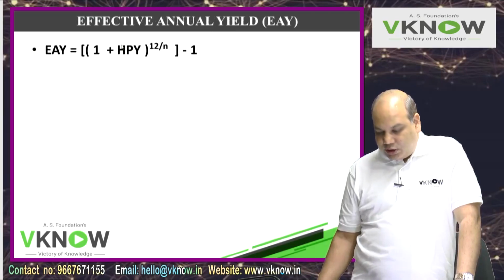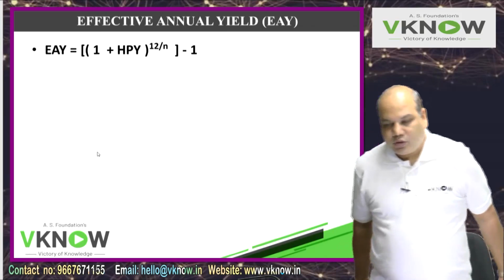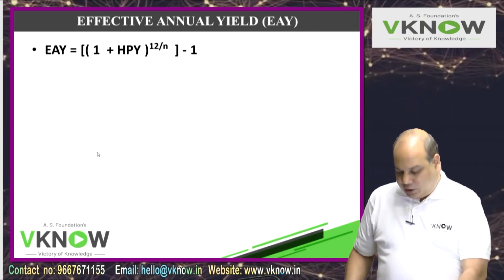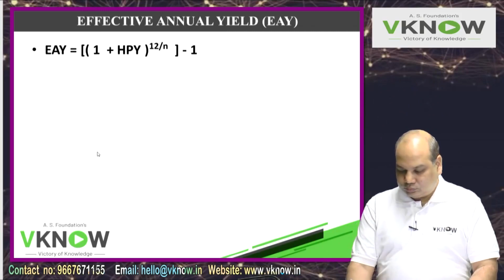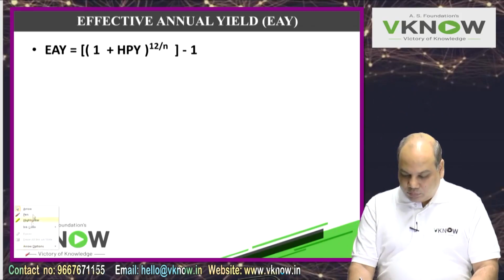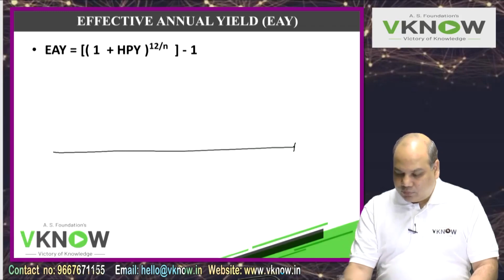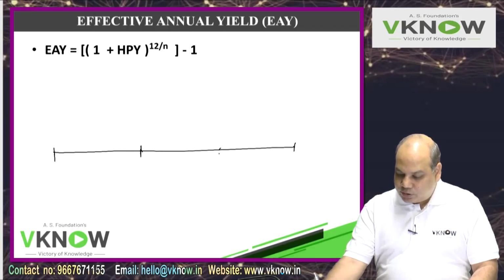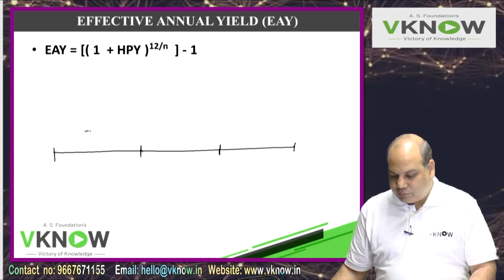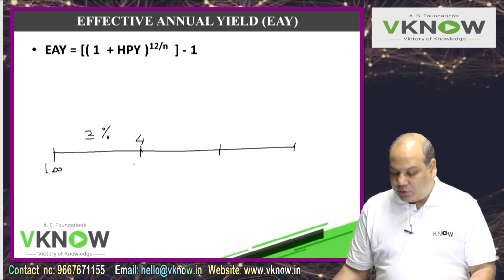Now the next question is effective annual yield. What is the meaning of effective annual yield? Effective annual yield means, suppose it is a problem of 4 months, you have earned 3% in one period. 3% you have earned in 4 months. So if you have 100 rupees here, 100 rupees after 4 months will become 103.